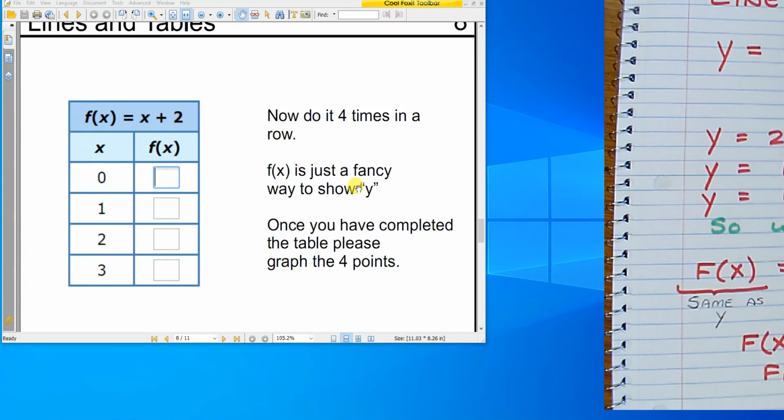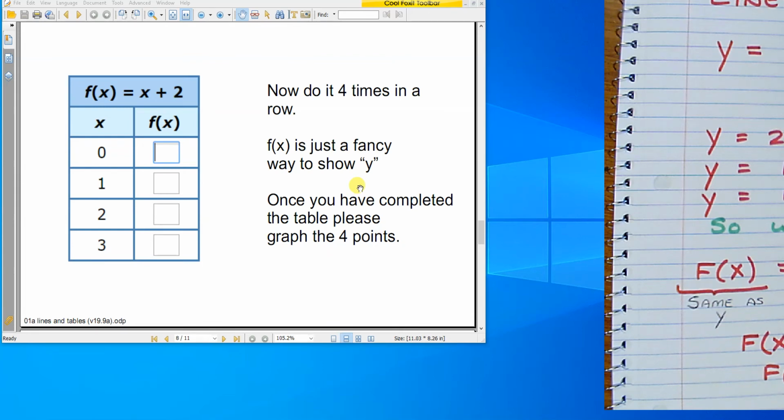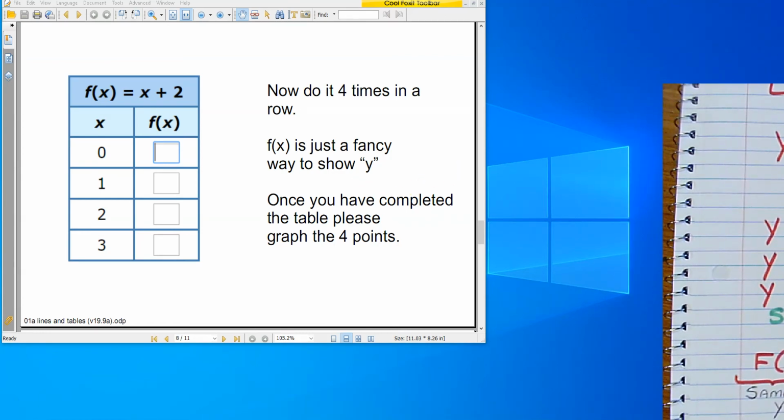Now we're going to do it over and over again. So I'm going to do this one on the screen. I can fill in this table using the function. I just use the function over and over again. So we're going to start by plugging in a 0. See this 0? I'm going to put it right here. 0 plus 2 is 2. Let's try it again. Erase it. Let's plug in a 1. Let's put a 1 right here. 1 plus 2 is 3.